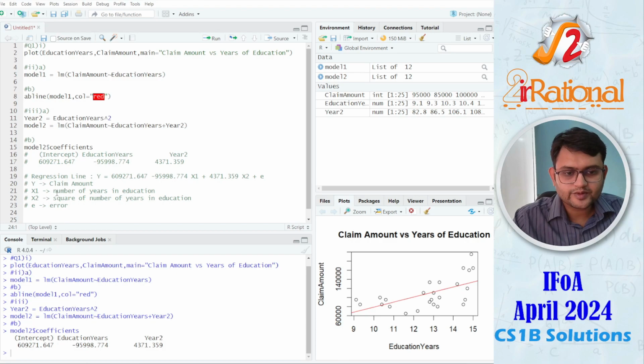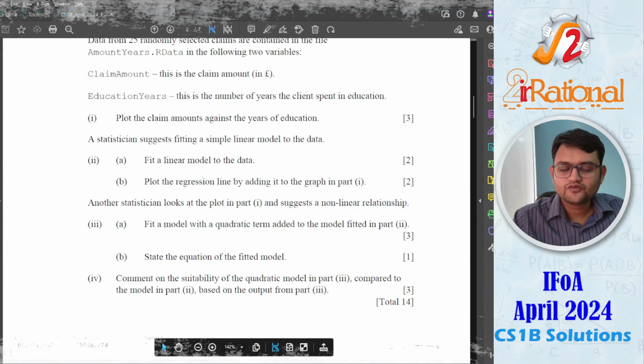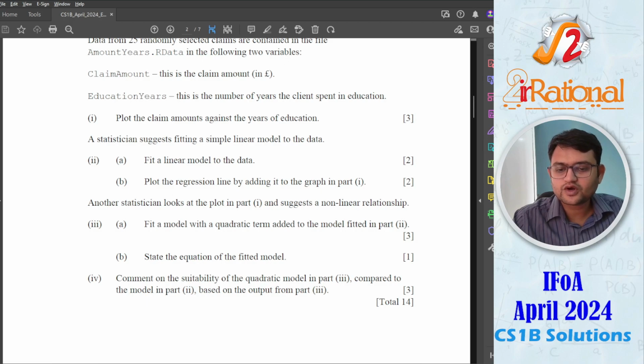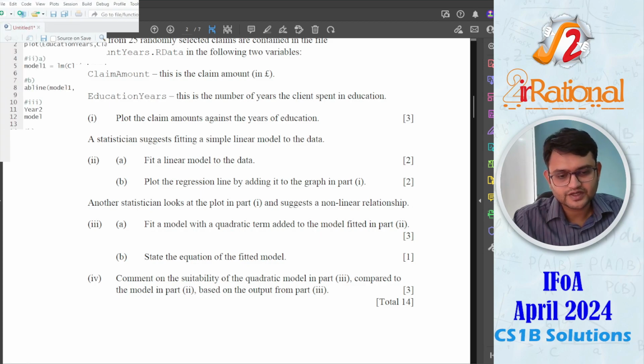So Y is claim amount, X1 is number of years in education, X2 is the square of number of years in education, and E is nothing but error. Fourth part, comment on the suitability of the quadratic model in part 3 compared to the model in part 2 based on the output from 3.